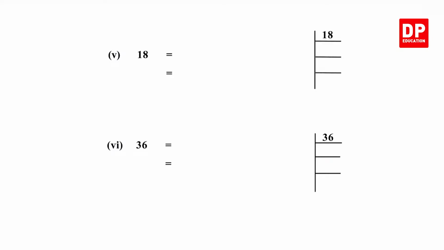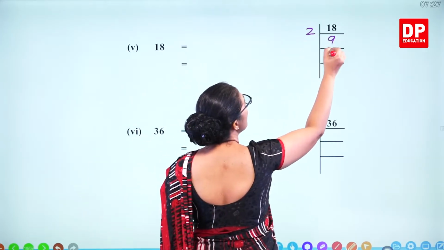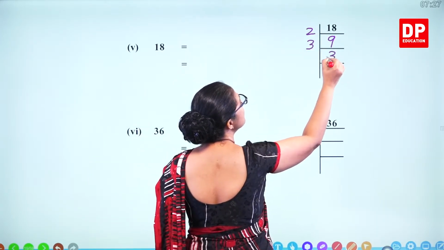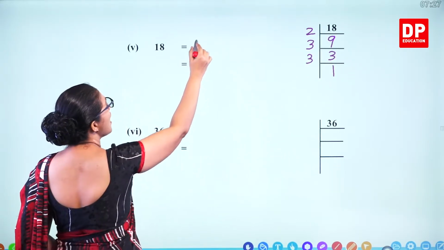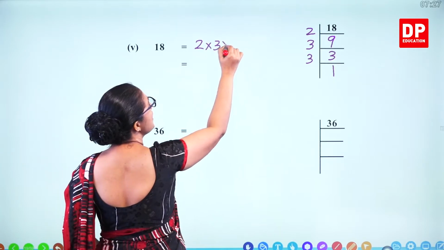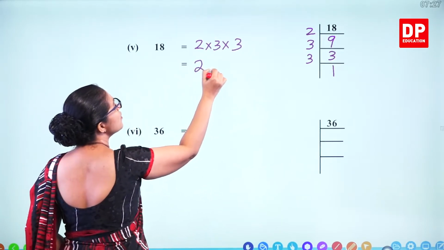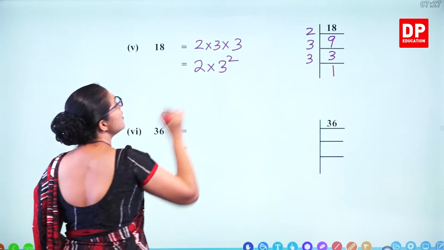Now look at this one. 18 divide by 2. 9. Now you can divide by 3. Divide by 3 again. You get 1. This is 2 times 3 times 3. Or you can write 2 and 3 to the power of 2.